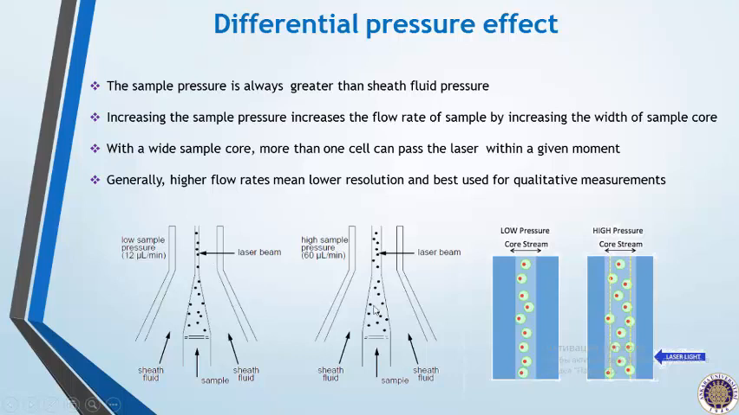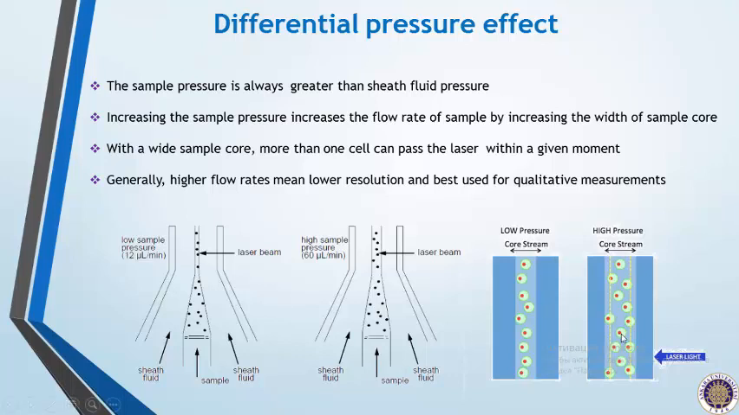A wider sample core can result in some cells passing through the laser slightly off the center and therefore intercepting the laser beam at a less than optimal angle. Generally, higher flow rates mean lower resolution and are best used for qualitative measurements. Lower flow rates can result in greater resolution since most of the cells pass through the center of the laser and are typically used in applications where high clarity is critical.